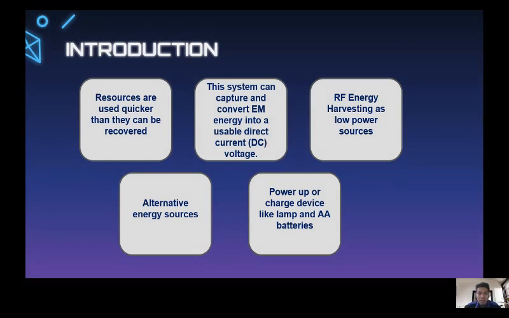Introduction. Resources are used quicker than they can be recovered. Eventually, the Earth just can't meet our expanding needs. Alternative energy such as wave energy, biomass energy, and RF energy can help decrease our dependence on natural resources. An RF power harvesting or energy harvesting device captures electromagnetic energy and converts it into a functional direct current voltage. RF energy harvesting uses low power sources that can power up or charge devices like lamps and AA batteries.